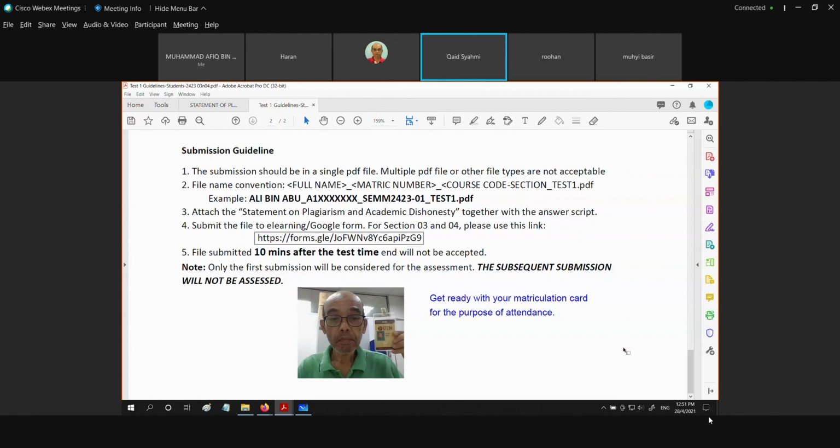Doktor, kalau tak ada metric card? Tak, sebab kita orang tak masuk campus lagi. IC ke? IC ada? Guna IC lah. Okay.